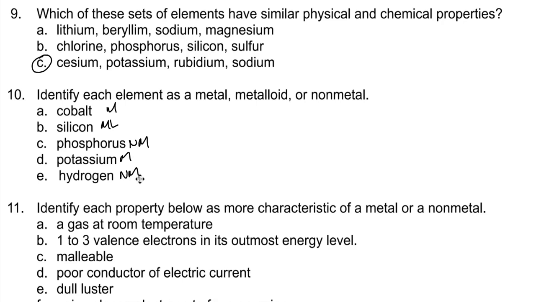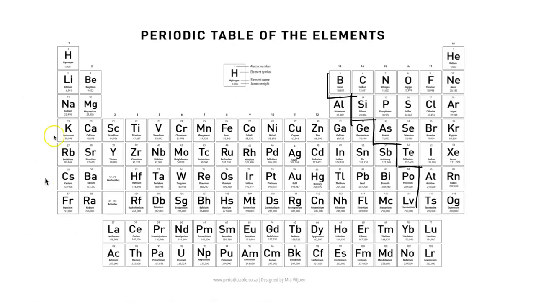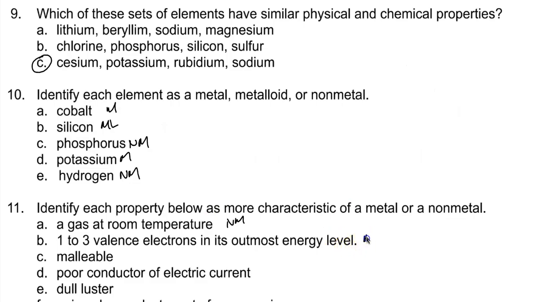So first one says gas at room temperature. Well, most of the gases are going to be on the far right side of the table, like the noble gases. So that is nonmetallic. 1 to 3 valence electrons. Well, looking at the table, these have 1, these have 2, these have 3. That's definitely explaining a metal. Malleable. Malleable is a scientific word for bendy, or you can pound it into shapes. That is a metallic trend.